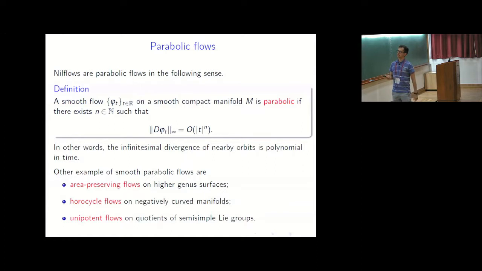In this case, the divergence is given by the presence of singularities that will tell you that points will split up after some time. Other examples are horocycle flows on the unit tangent bundle of negatively curved manifolds, or more in general, unipotent flows on quotients of semisimple Lie groups, which probably we'll hear more about next week.